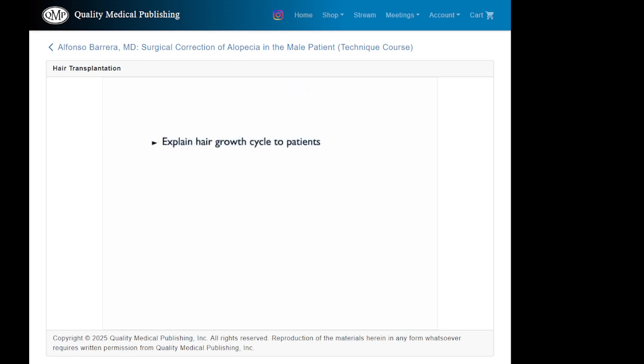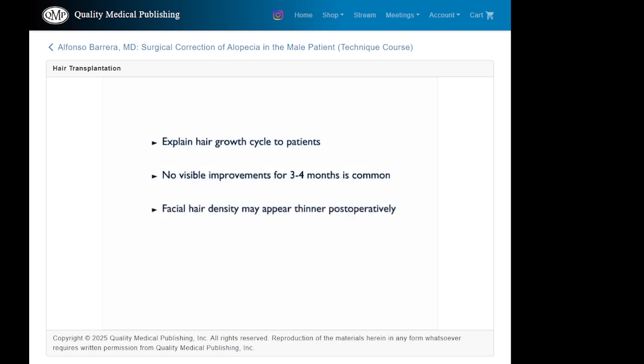It is important to explain the growth cycle of hair to a patient before the hair transplantation procedure is performed, because the catagen and telogen phases will occur postoperatively. It is common to have no visible improvement in hair density for the first 3 to 4 months after hair transplantation. In fact, the hair may look thinner and less dense than it did before the procedure.